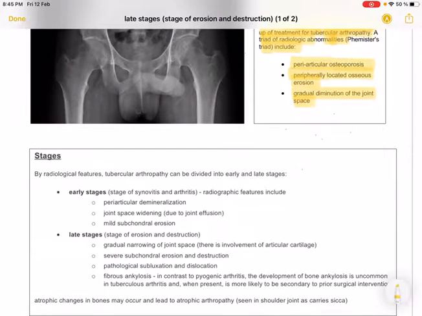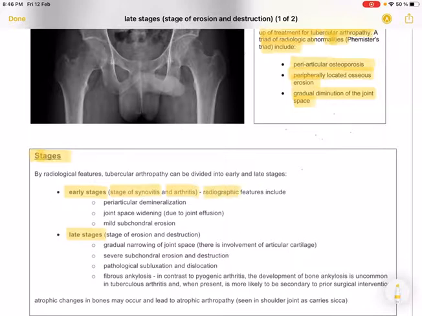Now we will talk about the stages. As I said, there are two stages that can happen in case of arthritis. Number one is the early stage, and number two is the late stage. The early stage is also called the stage of synovitis and arthritis, because there is inflammation of the synovial membrane. Because of that, the synovium becomes thick. There will be widening of the joint, and there will be inflammation of the joint. So because of that, we can see that there will be arthritis.